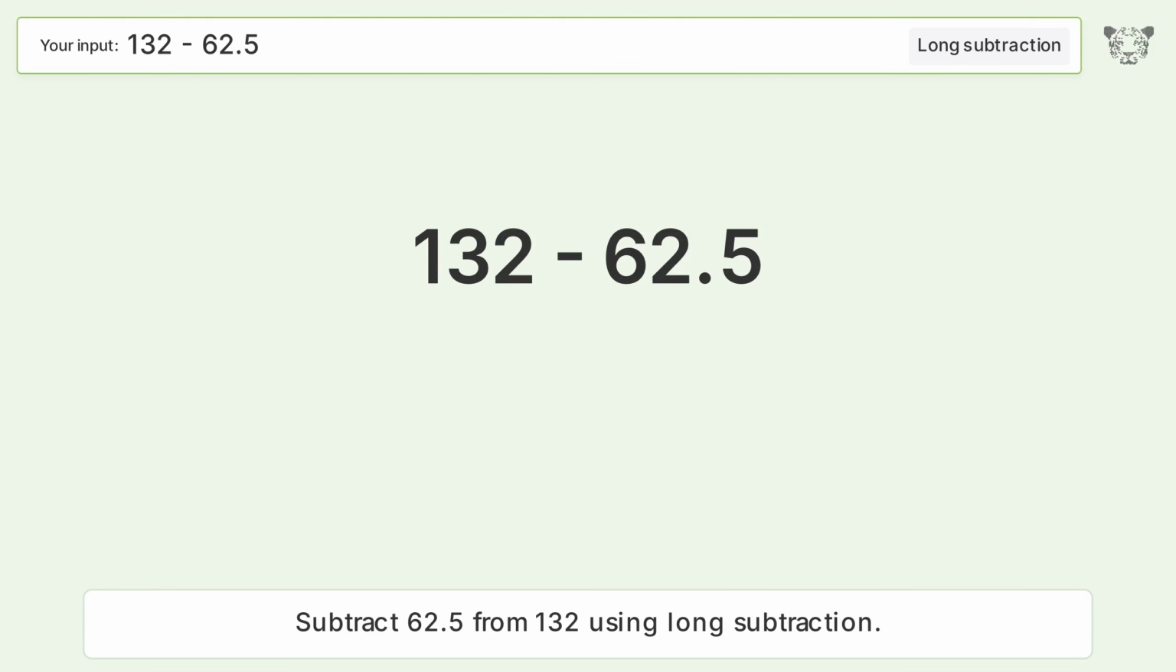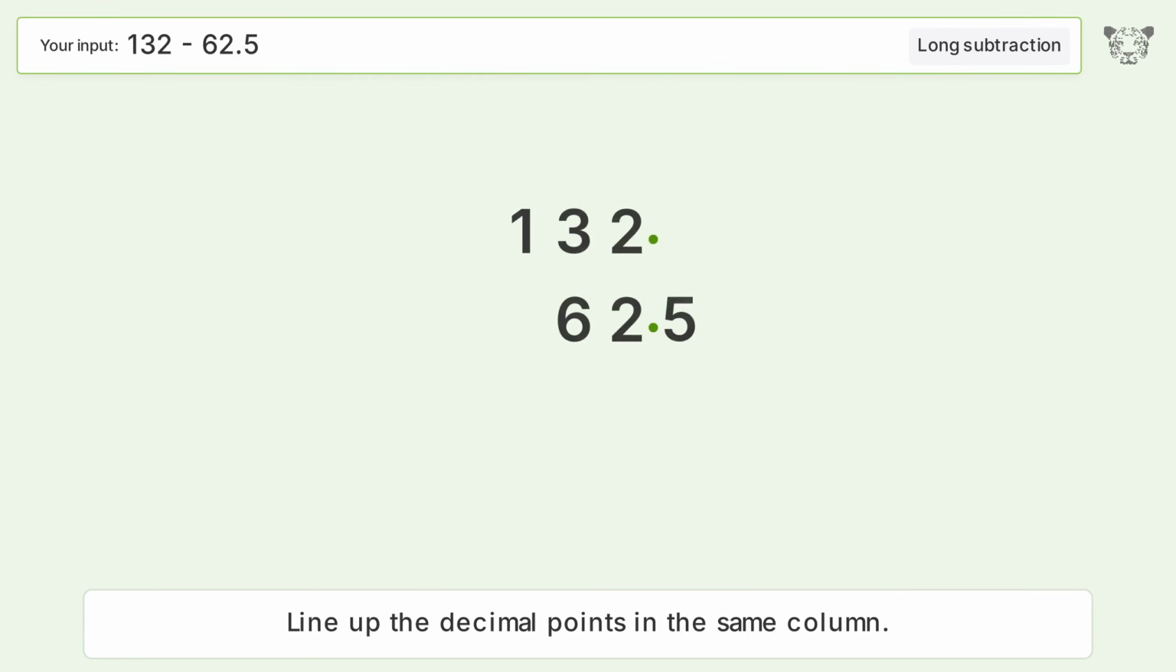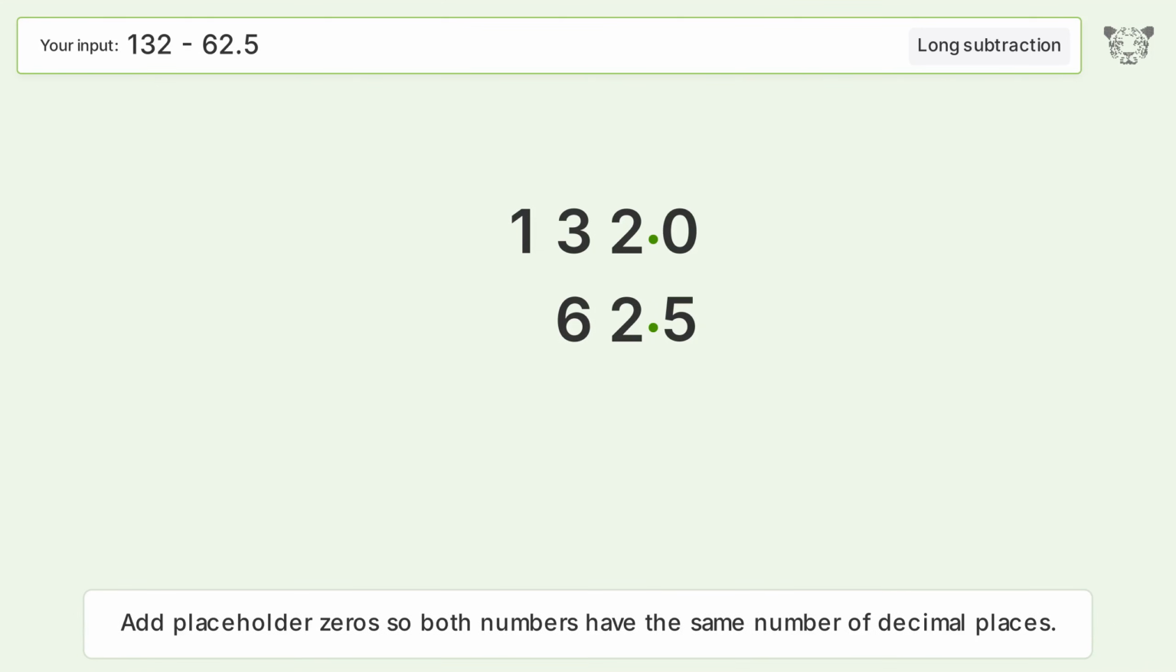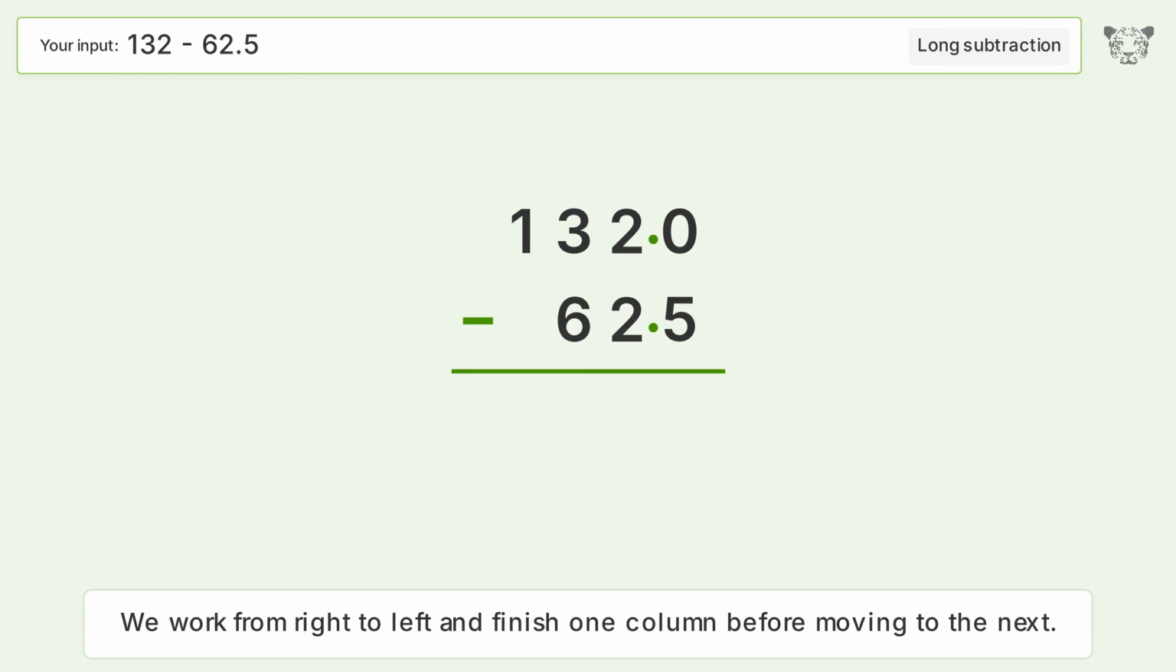Subtract 62.5 from 132 using long subtraction. Line up the decimal points in the same column. Add placeholder zeros so both numbers have the same number of decimal places. We work from right to left and finish one column before moving to the next.